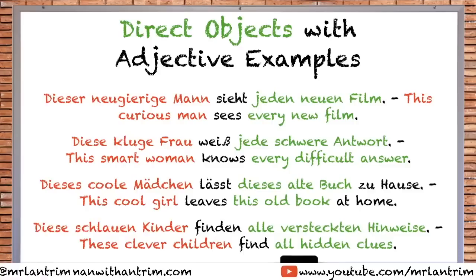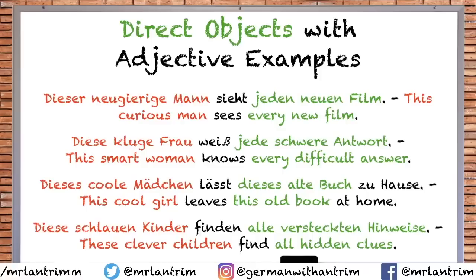Diese kluge Frau weiß jede schwere Antwort. This smart woman knows every difficult answer. This one again has E's for everything. Diese kluge, jede schwere. All of them have E's at the end because they are feminine. It doesn't matter if it's nominative or accusative, it's still an E.